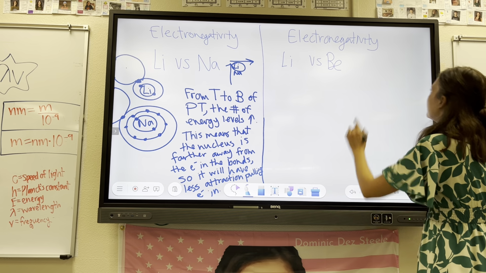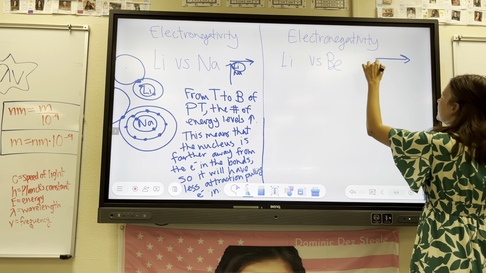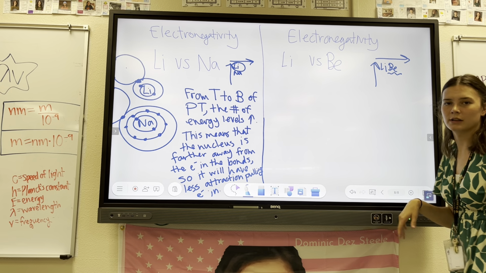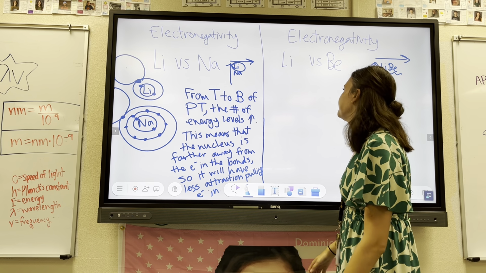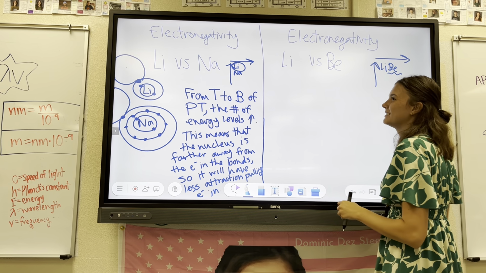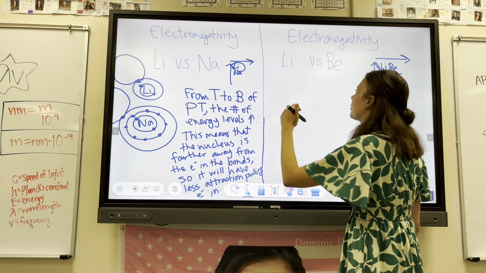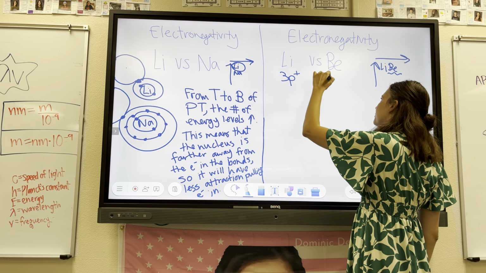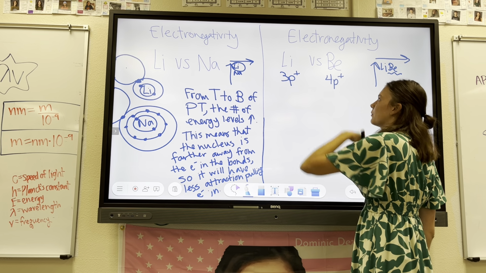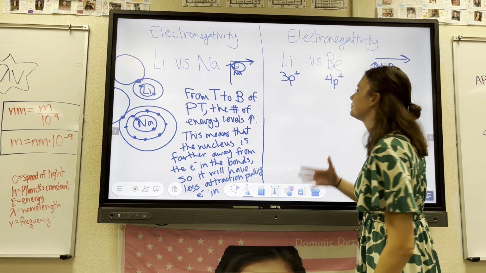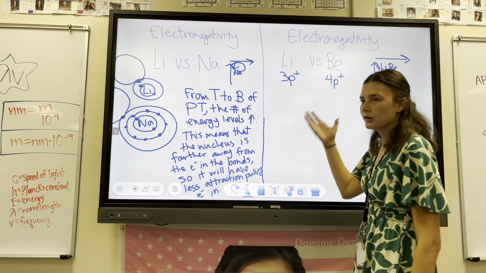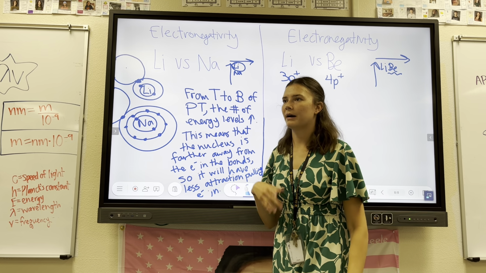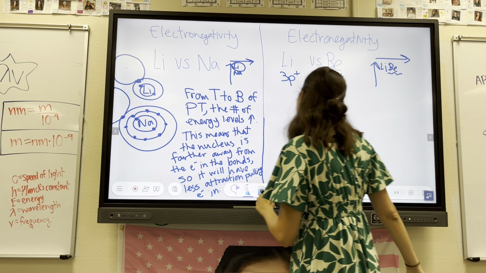Last one here, we're going to look at lithium versus beryllium. If you know the rules, you know that beryllium has a stronger electronegativity than lithium. Because we're in the same period, we're going to look at protons. Lithium has 3 protons, whereas beryllium has 4 protons. So this number of protons is giving us a hint to think about attraction, kind of like magnets, okay?